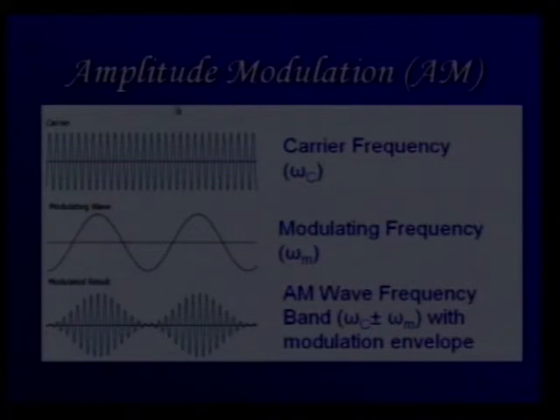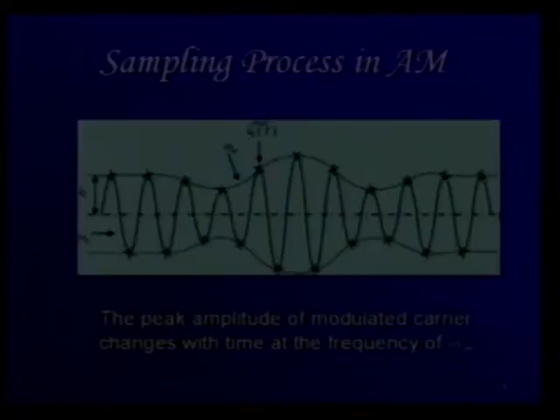Now carrier frequency is, say, omega c, and modulating frequency is, say, omega m. Then the amplitude modulated wave has a frequency band which runs between omega c plus or minus omega m. Okay, so it's a band of frequency which moves around a particular carrier frequency. How does the AM process or the amplitude modulation process happen?